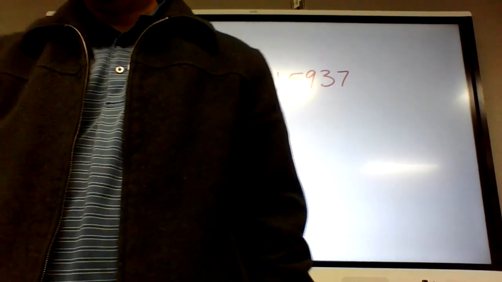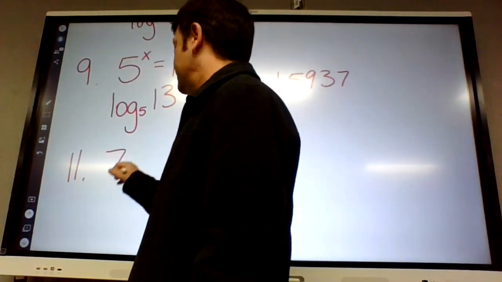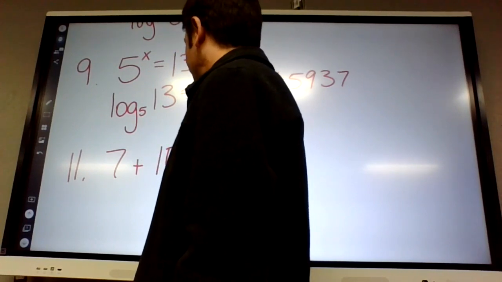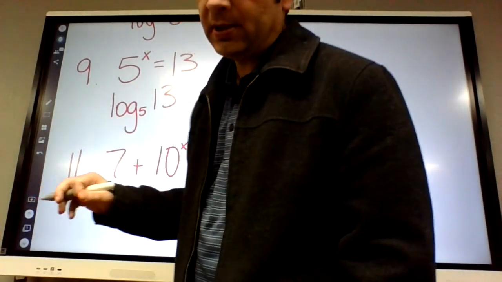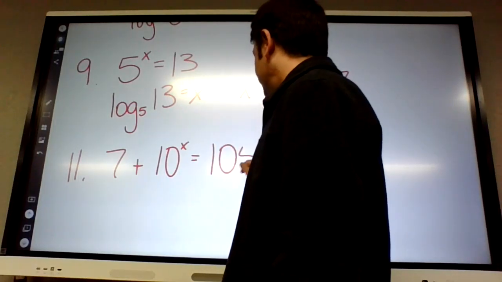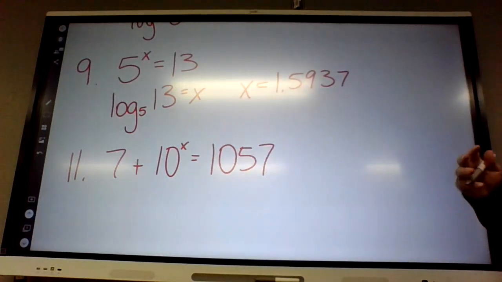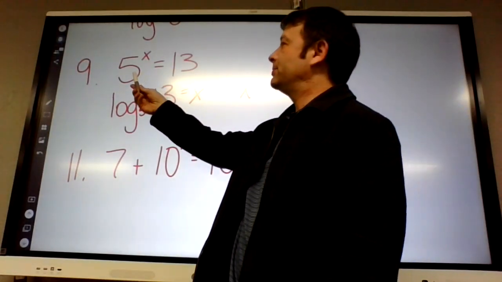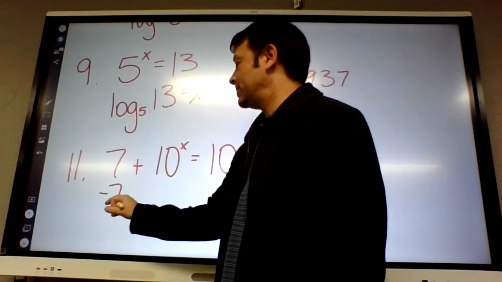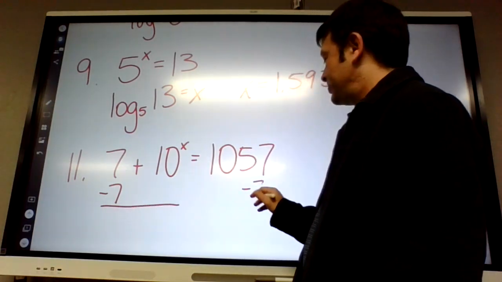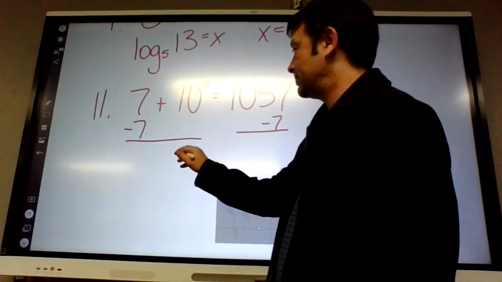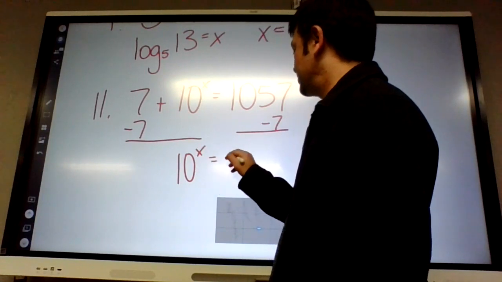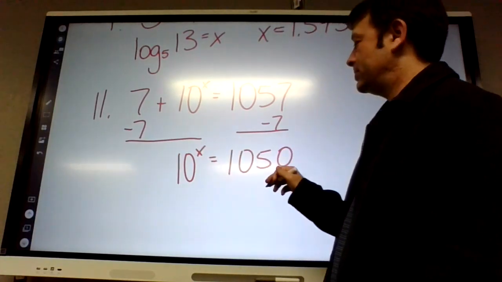I'm always angry. 7 plus 10 to the x equals 257. So you're going to move over the 7? Yeah, if we subtract the 7, it will look like number 9, and then we can do the log trick. So we just need to get the exponent term by itself. 10 to the x equals 1050. Then what do we do?